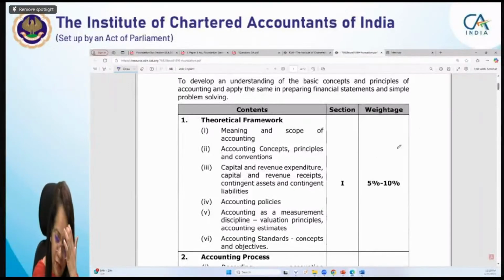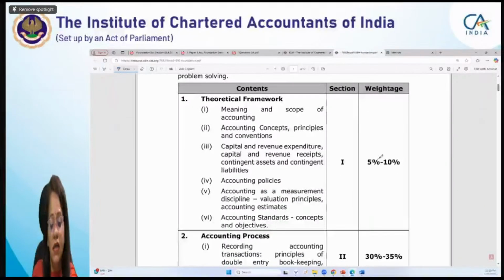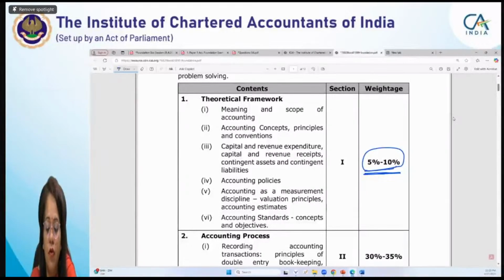All right. What will be the weightage? How much percentage will come from the different sections? For example, the theoretical framework. Usually, students leave this chapter since it is a theory chapter. The biggest mistake. 5 to 10% of your paper comes from this. Think about it. Maybe around 7 to 10 marks come from this section out of 125.